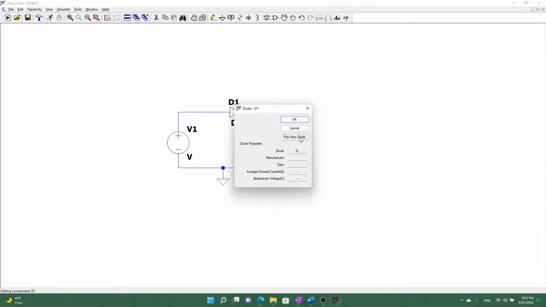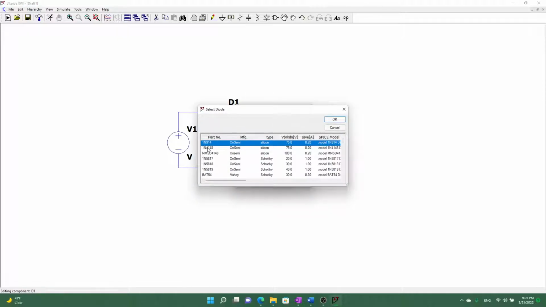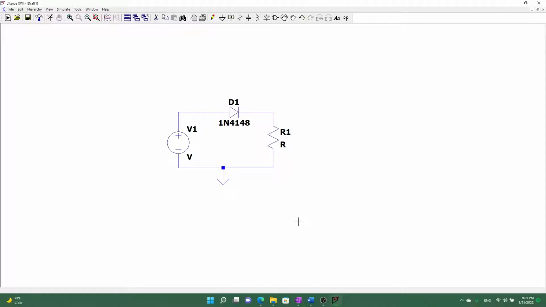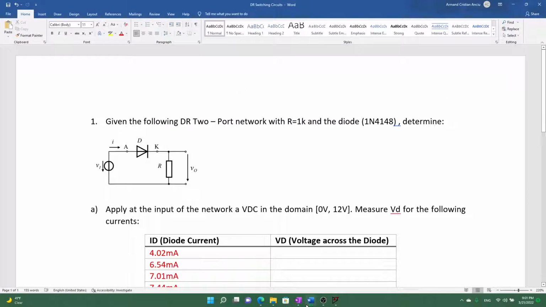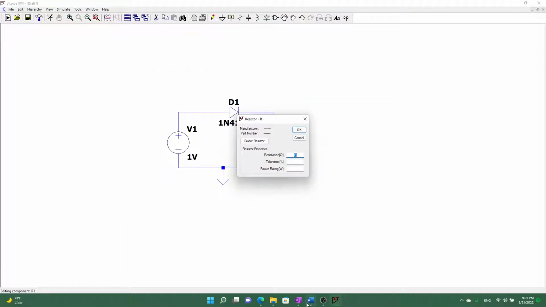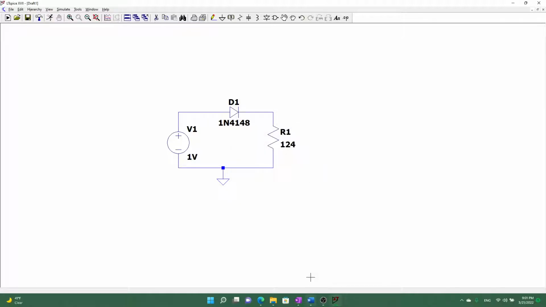So for our diode we'll pick 1N4148, the model of the diode that we said we were going to use. We'll give 1 volt input to the circuit, and our resistor states here that it's 1 kilo, but we're going to use a 124 ohm resistor instead.